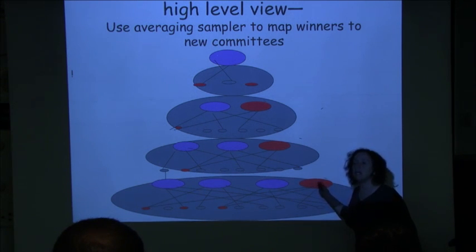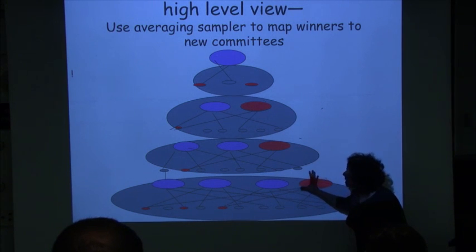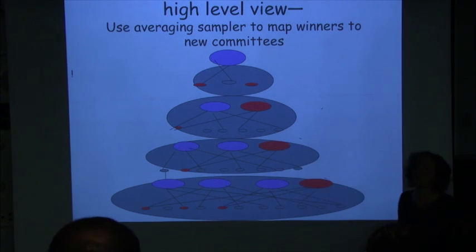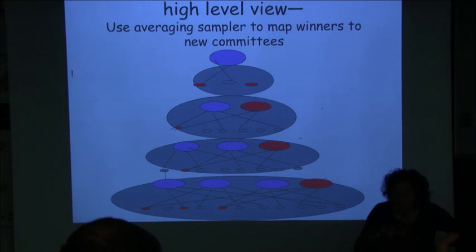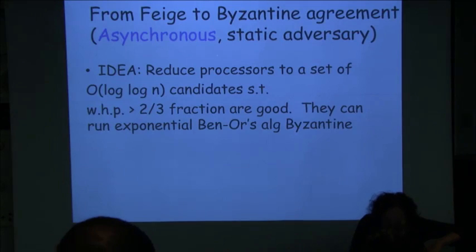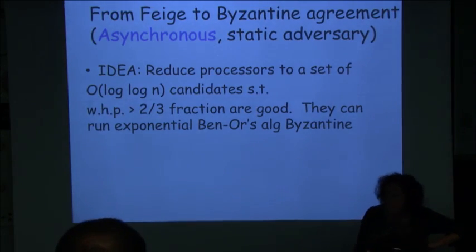We can take a known Byzantine agreement algorithm and use it to run Feige's algorithm, because we don't have broadcast. We have to use Byzantine agreement to get the equivalent of broadcast, to simulate broadcast. And in the asynchronous model, it becomes very complicated. It's tricky to run Feige's algorithm. Maybe I'll say two words about why it's tricky. I think the asynchronous one is really interesting.